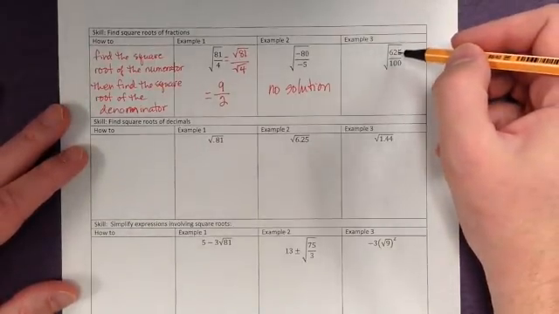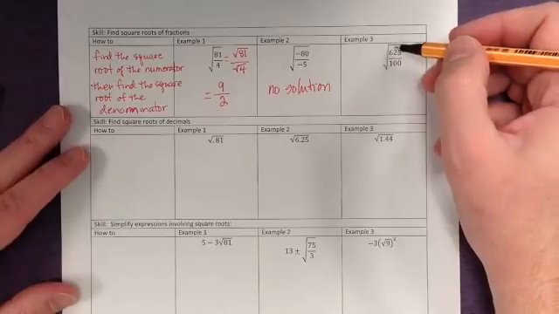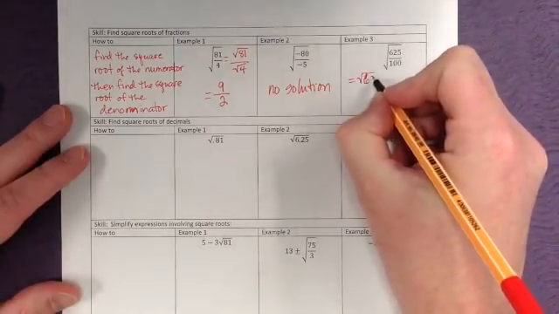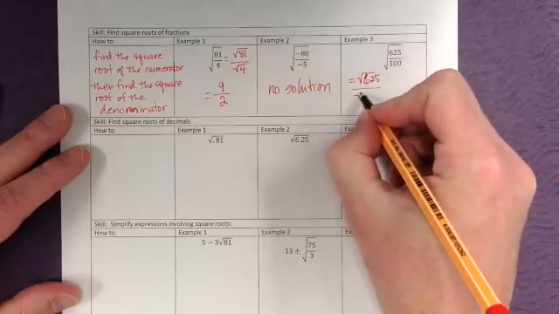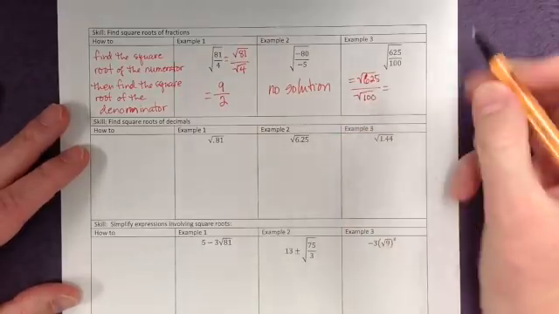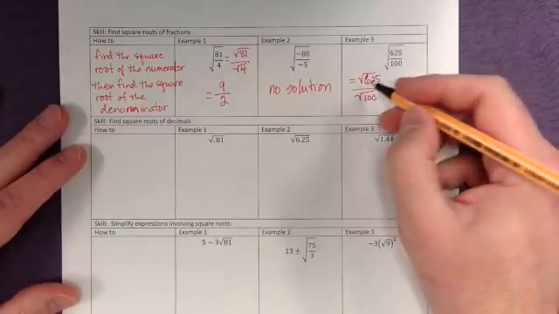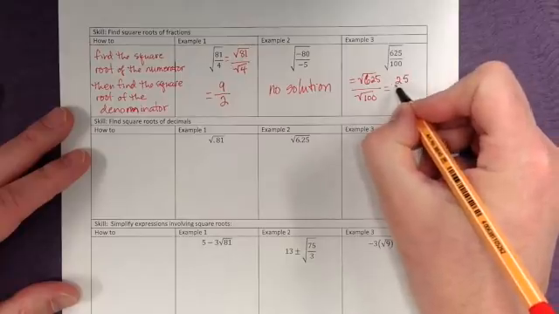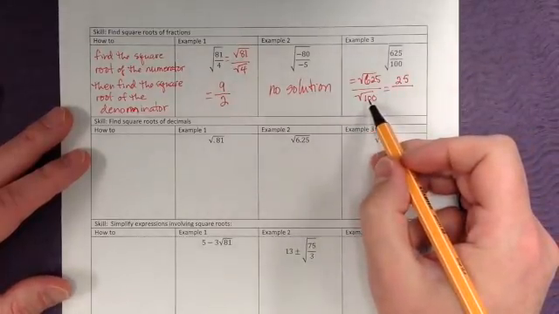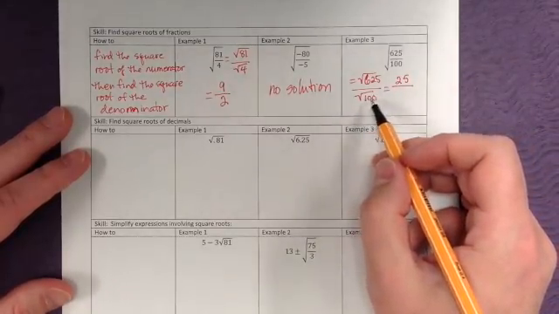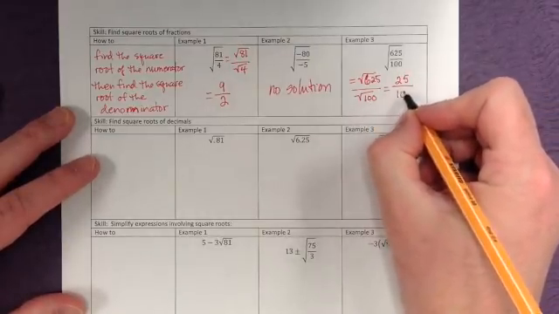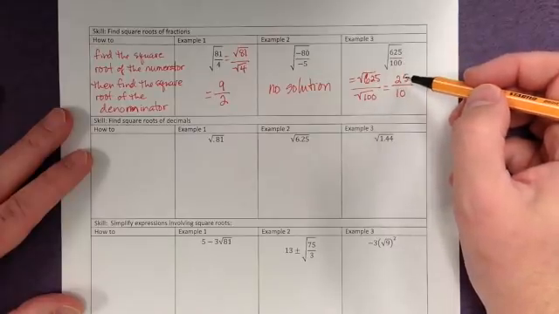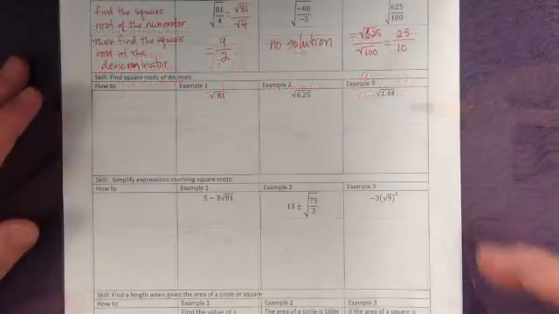And then I have the square root of 625 over 100, and so I'm going to split this into the square root of 625 over the square root of 100. I'll probably have to use my calculator for the square root of 625, but it is a perfect square, and that number is 25. And I know that if I look at my perfect squares chart, the square root of 100 is 10. So the square root of 625 over 100 is 25 over 10.